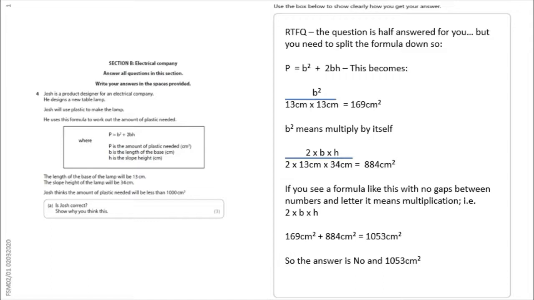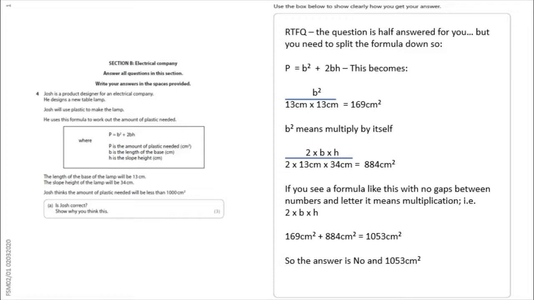So, Section B, it's an electrical company. There's going to be a theme running through. Let's read the question. Josh is a product designer for an electrical company. He designs a new table lamp. Josh will use plastic to make the lamp. He uses his formula to work out the amount of plastic needed. So, P equals B squared plus 2BH.